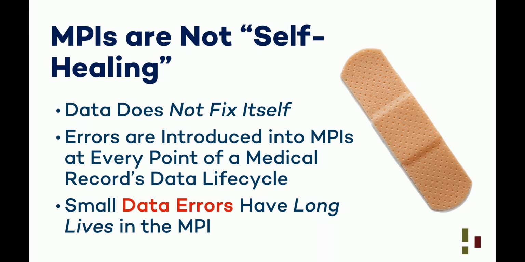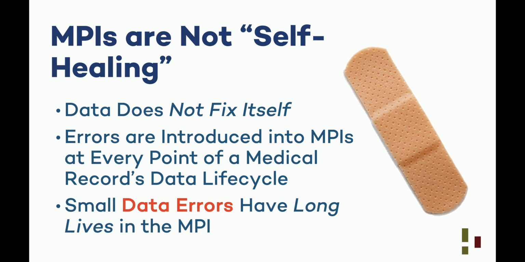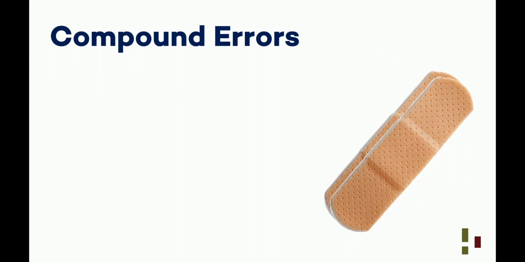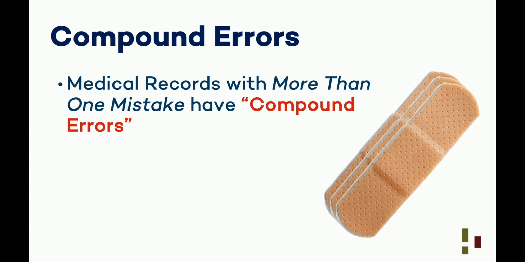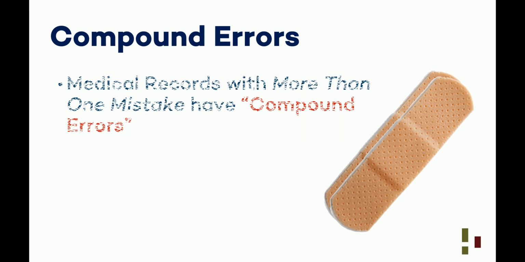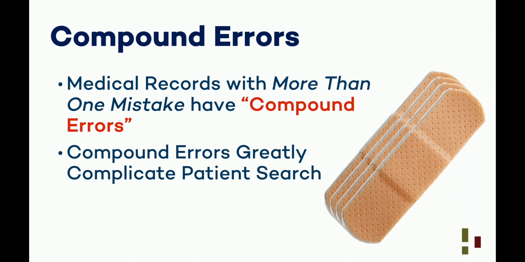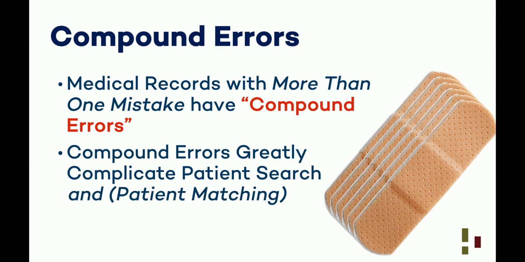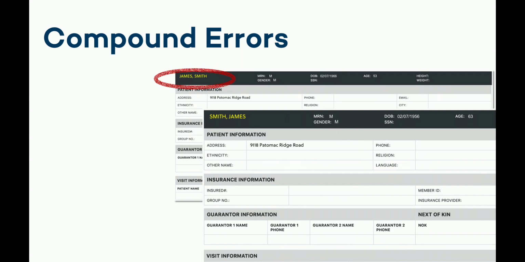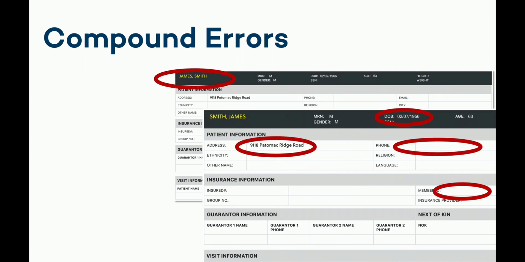And making matters even worse, making it even harder to find patients, some records have more than one error, and we're going to call those compound errors. Compound errors dramatically impact patient search and patient matching. And they're quite common in healthcare. Too many errors in one medical record will trip up most matching software, and for sure causes searches to fail when we're looking for data that is incorrect in the MPI.